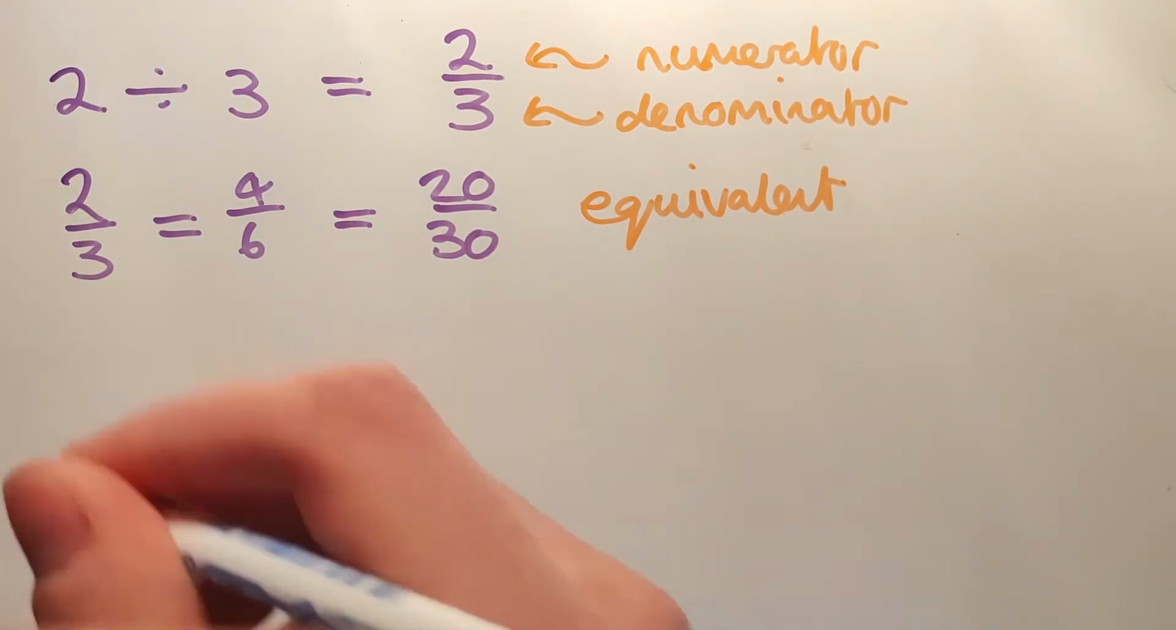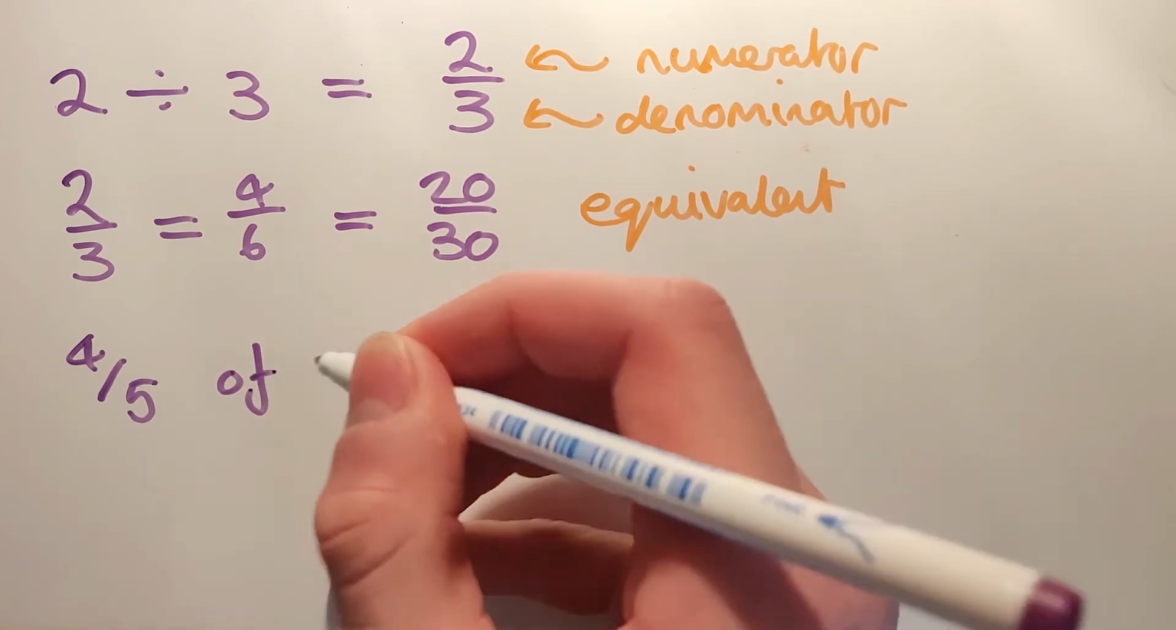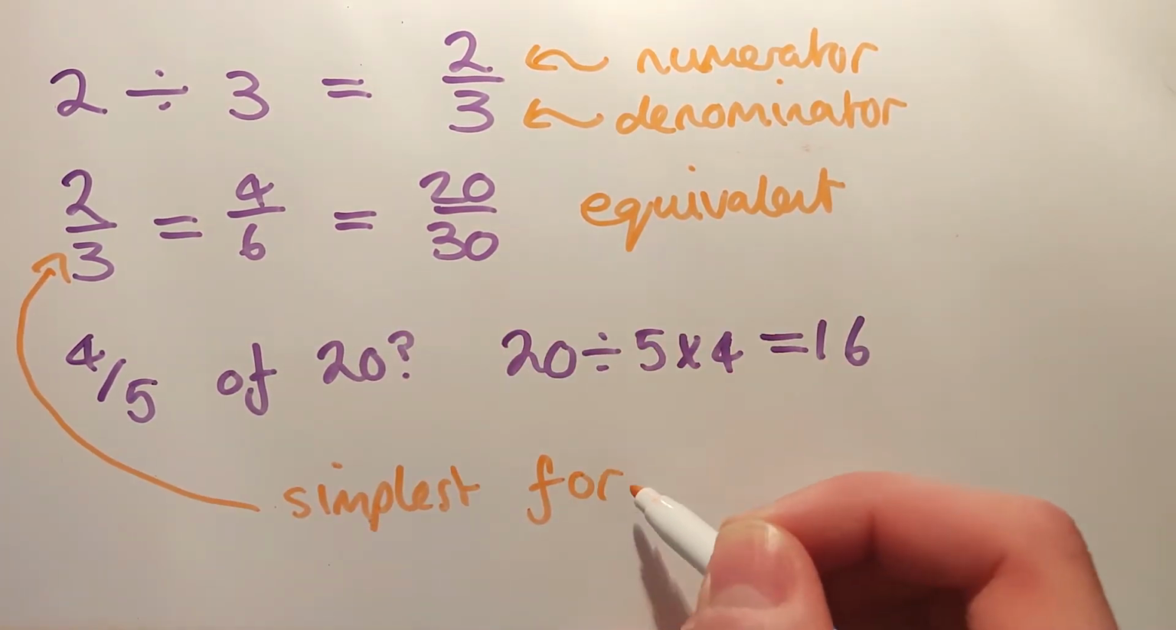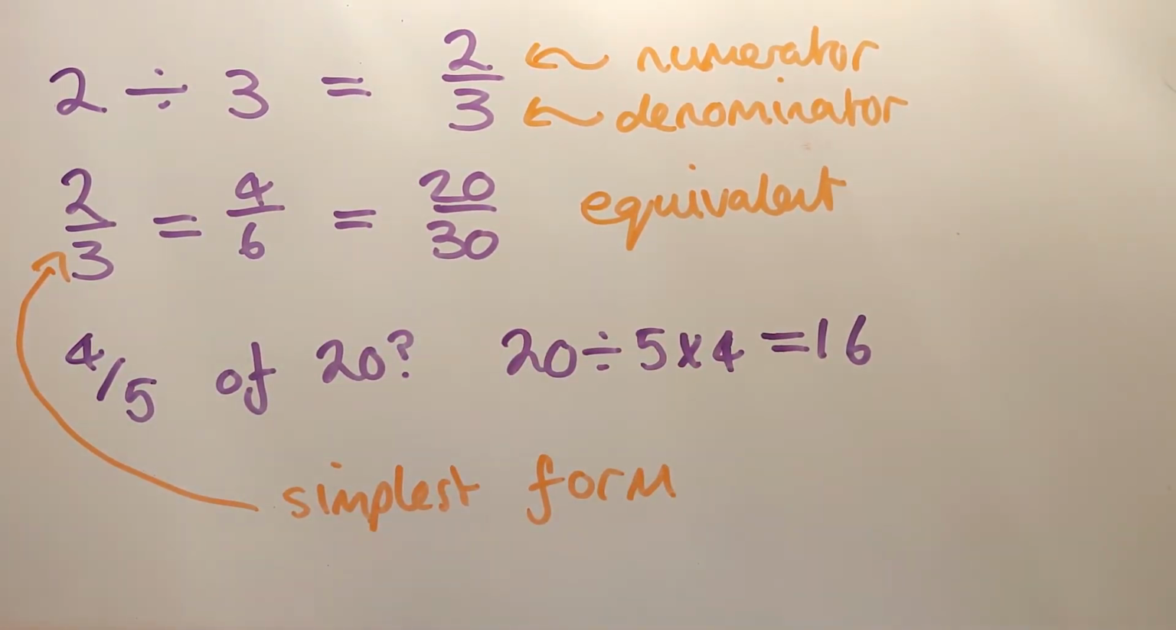To find out a fraction of something, divide by the denominator and times by the numerator. You should give your answers in the simplest form, which means the smallest numerator and denominator possible.